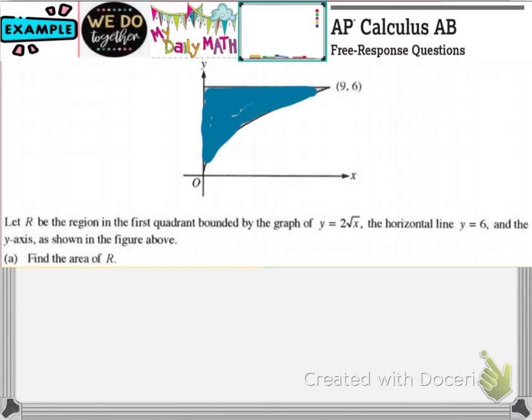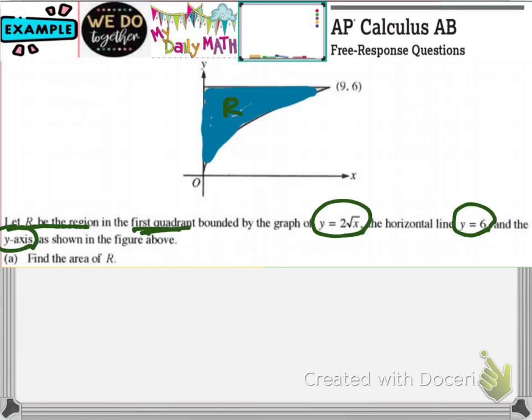Okay, now let's read the question because I need to understand what's going on here. Let R be the region, that's our R right there, in the first quadrant, bounded by the graph of y equals 2 square root of x and the horizontal line and the y-axis, as shown in the figure above. Find the area of R.